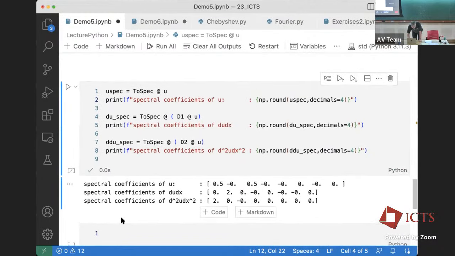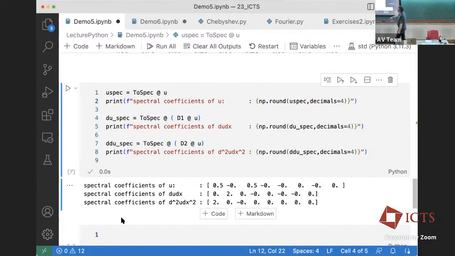Just for illustration purposes, here's again our u that we have initialized with x squared. If I'm computing the spectral coefficients from it, I get back a 0.5, 0.5, and all zeros. So x squared is equal to 0.5 times the 0th Chebyshev polynomial plus 0.5 times the second Chebyshev polynomial and nothing else. The second Chebyshev polynomial is 2x squared plus something else. So this 0.5 cancels the 2 in the 2x squared to give you the 1x squared we had up in the function.